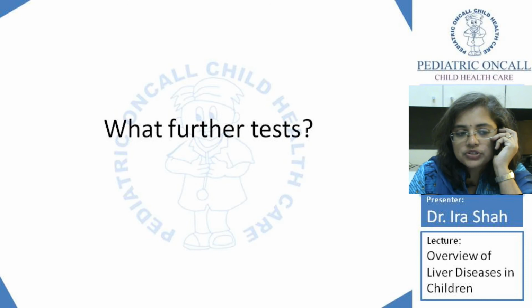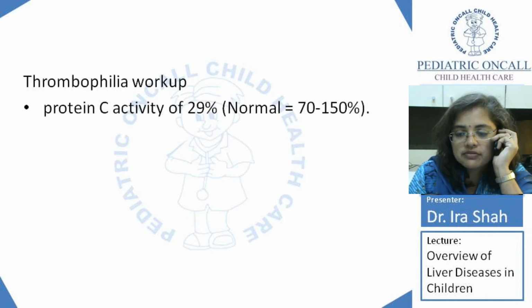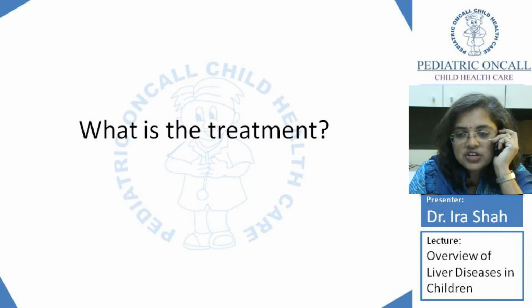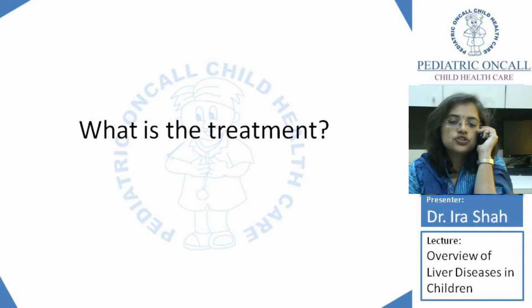Now the next step, what should we do? Further steps. He's got a thrombus sitting there, sudden onset without any precipitating factor. Obviously we are going to do a thrombotic workup here. He had a protein S deficiency. Treatment of Budd-Chiari, we put them on anticoagulation, and we have to do an angioplasty.